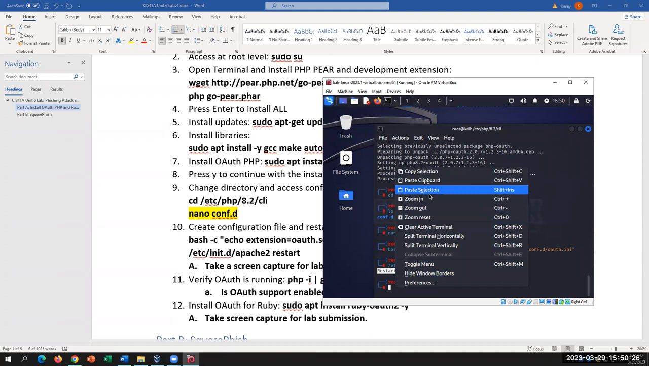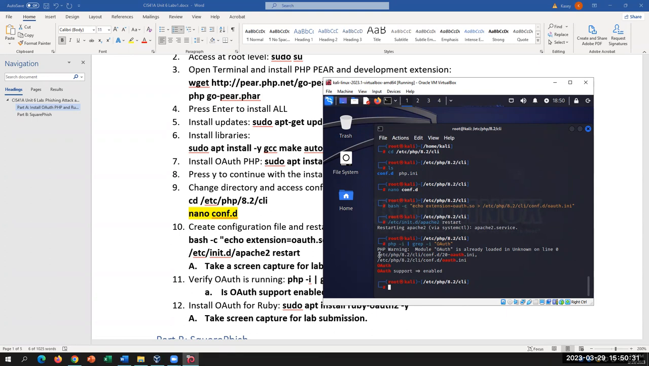It tells you, even though it says it's running this INI and loads some kind of unknown module, that it does support OAuth and it is enabled. So you know it's working. We need to see this part to make sure it works.